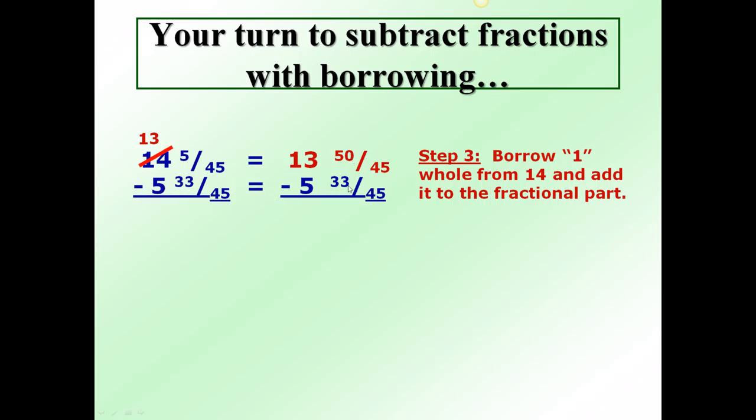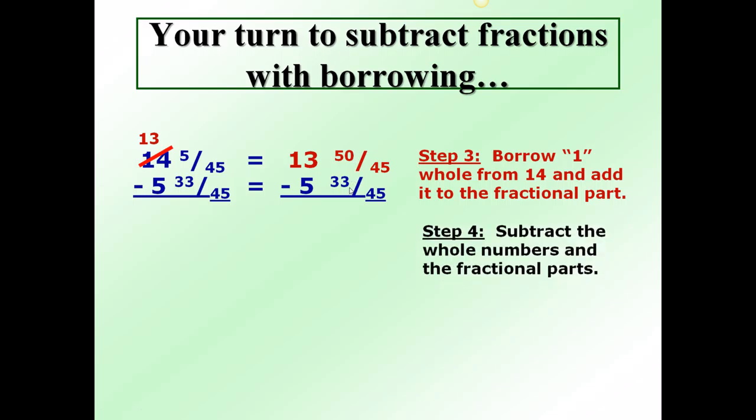50, take away 33. Yep, 50 can definitely take away 33. And you're going to get, what is it, 17? And 13 take away 5 is 8. Can 17 and 45 be reduced? No, I have another prime number. Bummer. So that's it. Okay. Woo! That was much smoother than the last one.